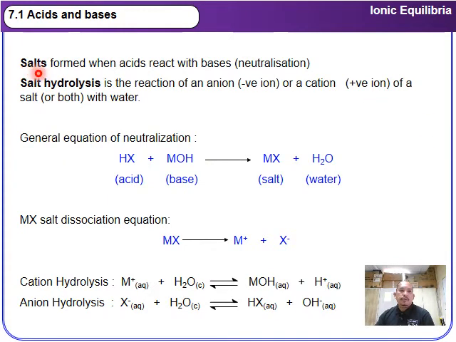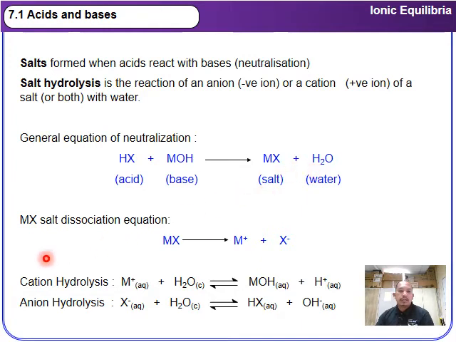As we learned before during our Form 4 and Form 5 studies, salts form when acids react with bases. This process we call neutralization. The salt hydrolyzes in the direction of an anion, which is a negative ion, or a cation, which is a positive ion, of a salt, or both, with water. Here is a general equation of this neutralization concept between acid and base, so the salt forms together with water.